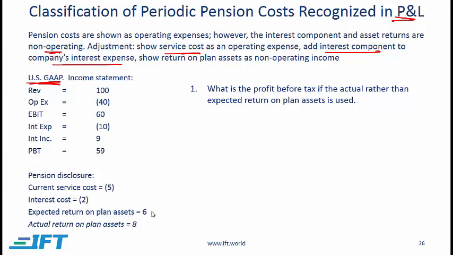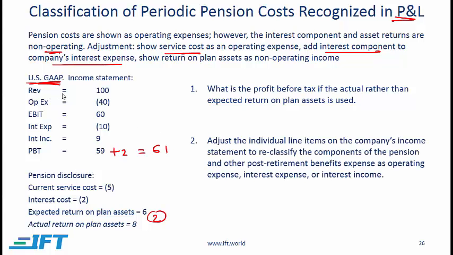The difference between 6 and 8 is 2. So very easily we can say that the actual return is 2 more, so the profit before tax needs to be 2 more, which is going to be 61. Now let's look at the specific or the individual line items. What is the operating expense if we do make these adjustments?